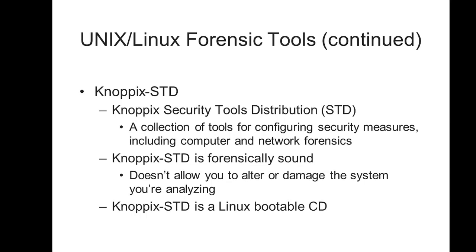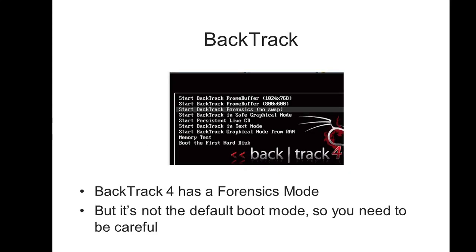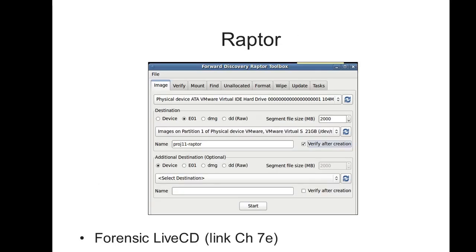Knoppix STD. Knoppix STD, the security tools distribution, is a collection of tools for configuring security measures, including computer and network forensics. Knoppix STD is forensically sound; it does not allow you to alter a damaged system you are analyzing. Knoppix STD is a Linux bootable CD. Backtrack. Backtrack has four forensic modes. It does not default to forensic boot mode, so you need to be careful. Raptor.